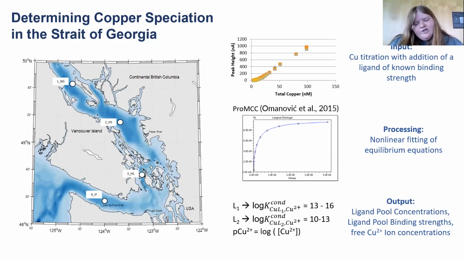So by knowing the concentrations and binding capacity of the ligand classes in the sample's ambient ligand pool, we can then determine the concentration of the bioavailable copper species, copper 2+, as pCu.